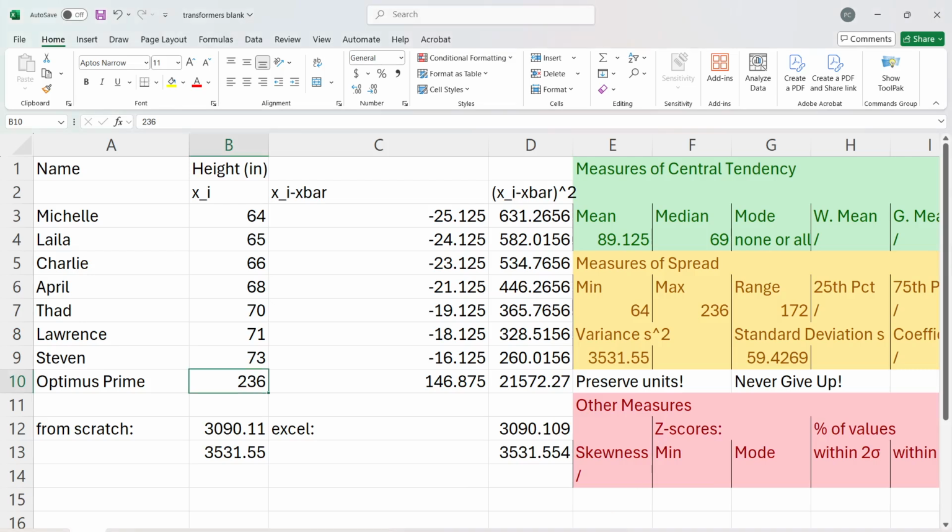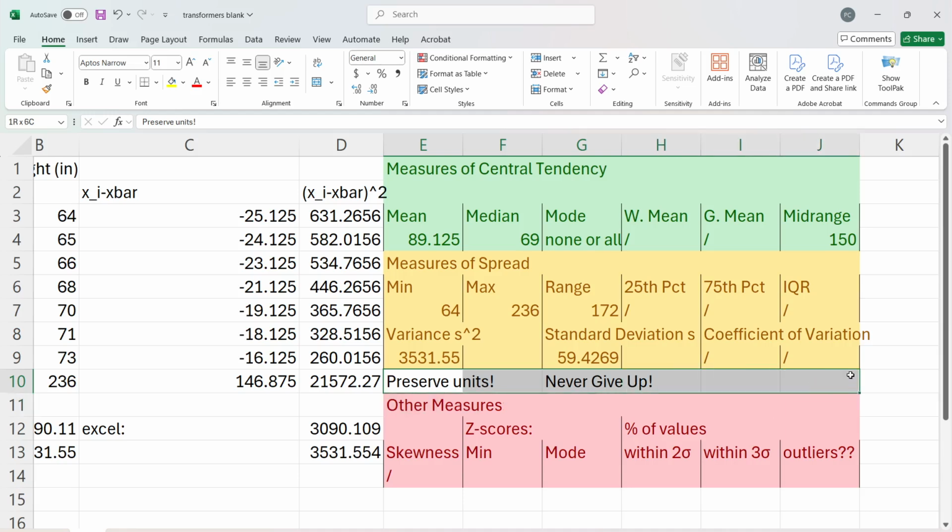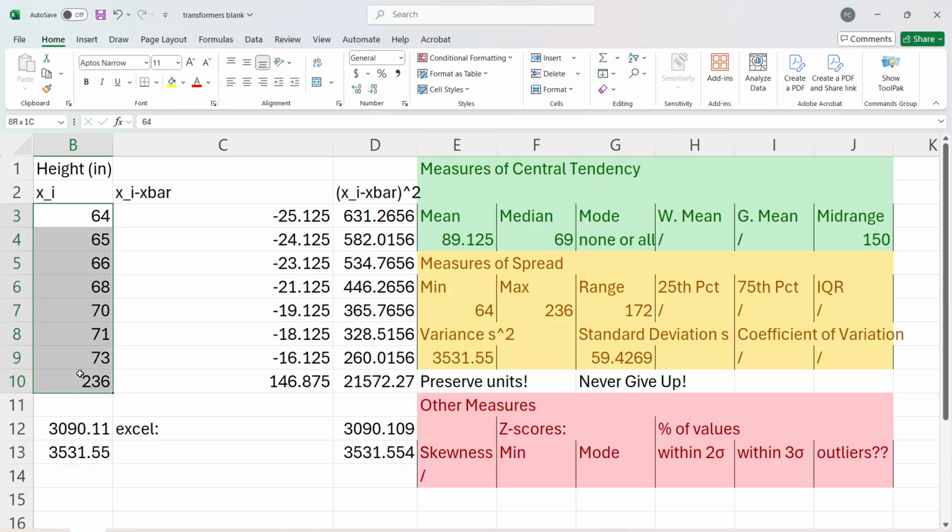What I have down here, and we're not going to do coefficient of variation, so here's some friendly advice. Preserve units and never give up. Okay, preserving units means that talking about the inches of height for these people, I should really compare their height to other heights in terms of things like standard deviation, not in terms of variance, which has square units, hence the exponent. All right, so standard deviation is going to do some good work for me.